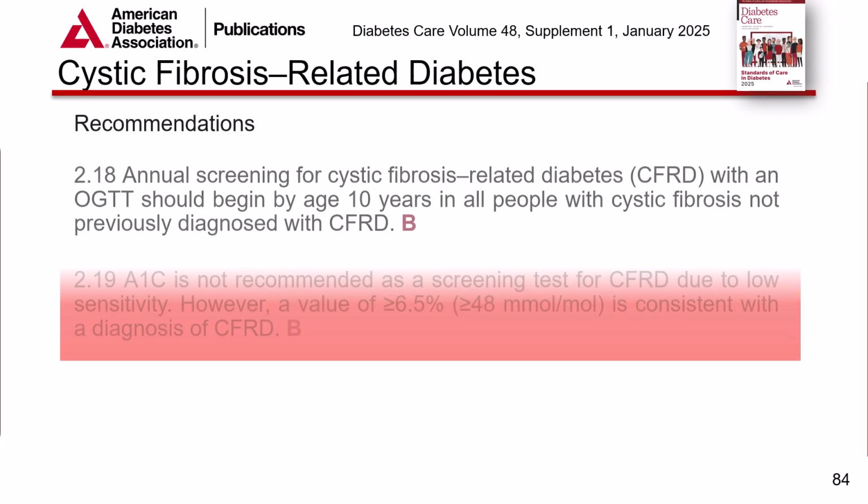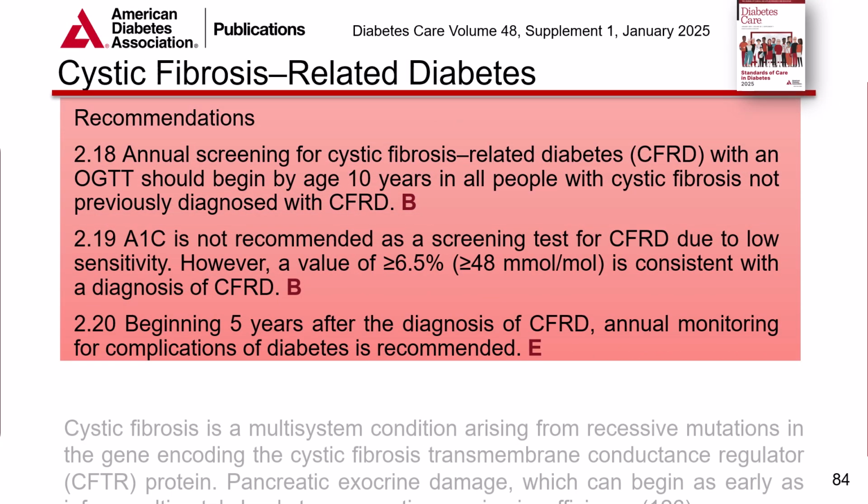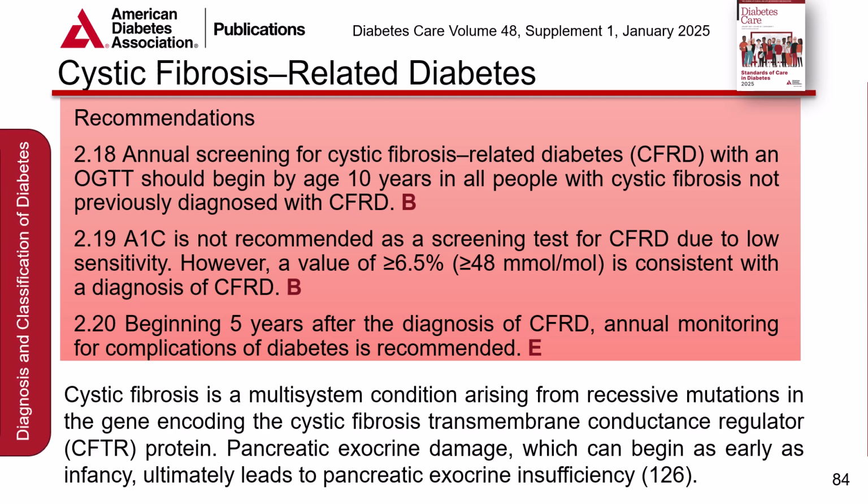Cystic fibrosis-related diabetes. Recommendations. 2.18. Annual screening for cystic fibrosis-related diabetes with an oral glucose tolerance test should begin by age 10 years in all people with cystic fibrosis not previously diagnosed with cystic fibrosis-related diabetes. Level of evidence B. 2.19. Glycated hemoglobin is not recommended as a screening test for cystic fibrosis-related diabetes due to low sensitivity.